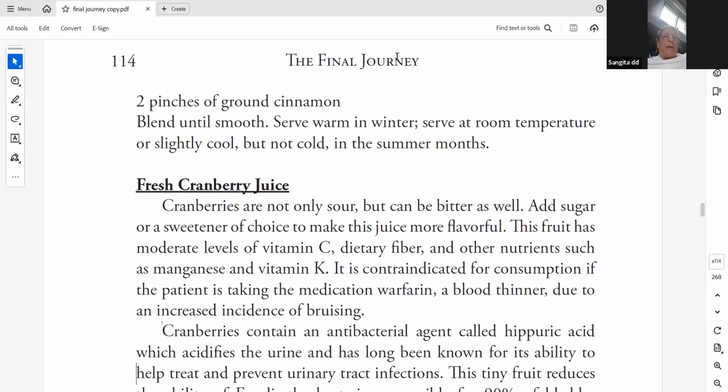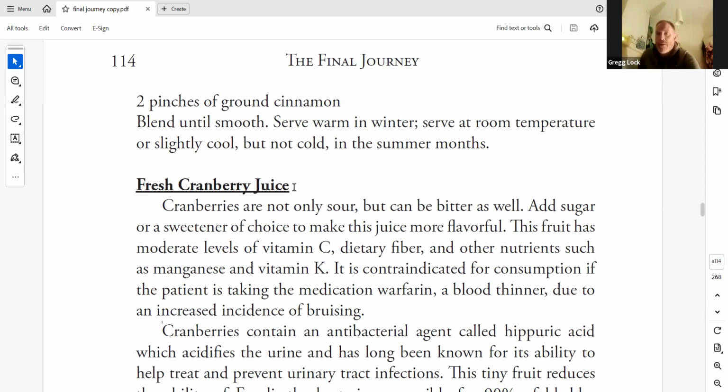Cranberry juice is especially good if somebody's having kidney problems. And again, ask the nurse if it's okay. But even Prabhupada recommended it when you're having kidney problems, to cleanse out your kidneys.